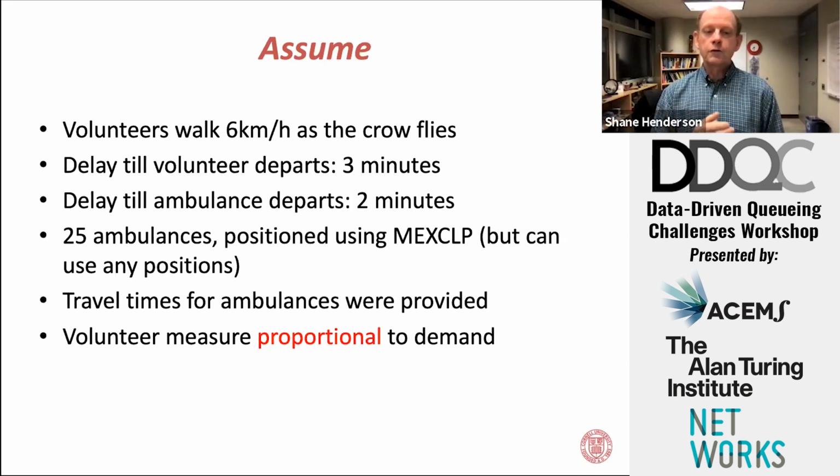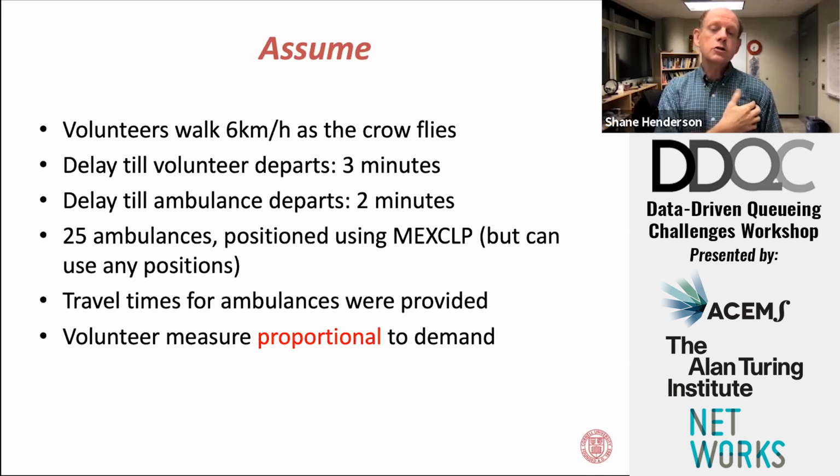In Auckland, typically during the day, we've got something like 25 ambulances. We're positioning them using an optimization algorithm that optimizes positions for ambulances, but we could just take the actual locations where ambulances work. It doesn't really matter for the purposes of this demonstration. The MEXCLP is just an optimization formulation that does a good job of placing ambulances. And then we obtained travel times from a friend who works on this stuff down in New Zealand.